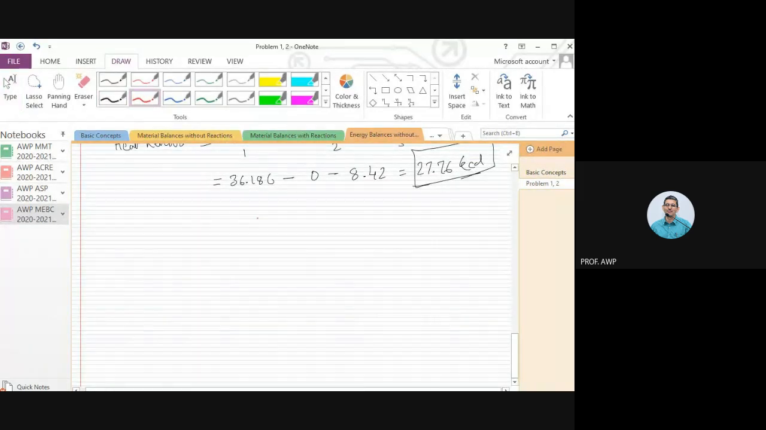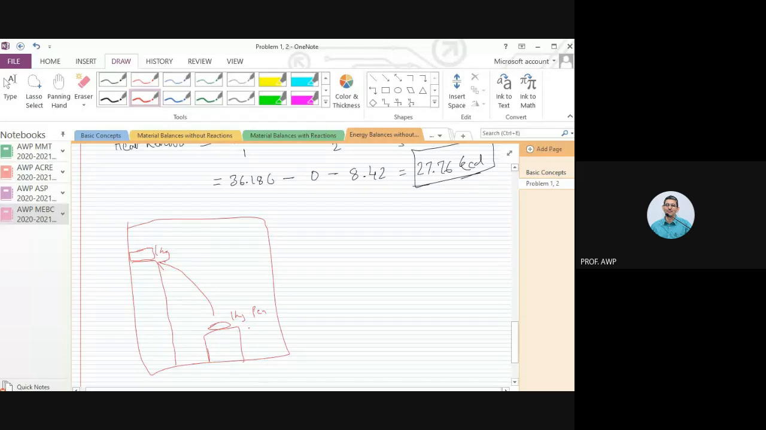This is the room. I have a desk here. I have a 1 kg pen here. I want to take this pen from here to here. This is 1 meter. This is 3 meters. What is the change in enthalpy or change in potential energy now? It is mass of the pen 1 kg into g into 3 minus 1. Isn't it? Arya?